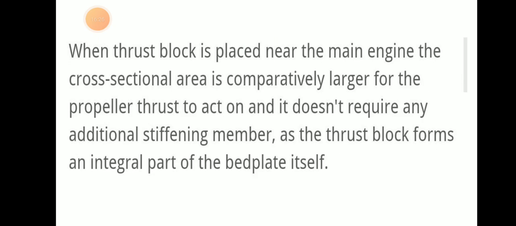When the thrust block is placed near the main engine, the cross section area is comparatively larger for the propeller thrust to act on, and it does not require any additional stiffening member. Thus the thrust block forms an integral part of the bed plate itself. So these are the advantages when we place the thrust block near the main engine.